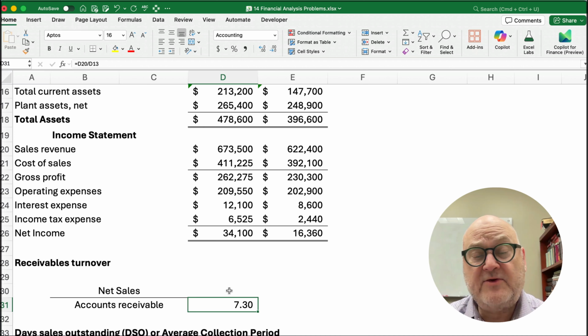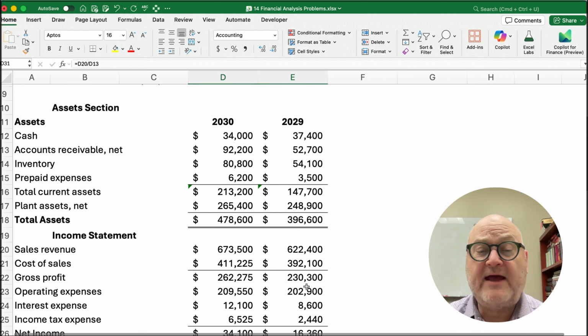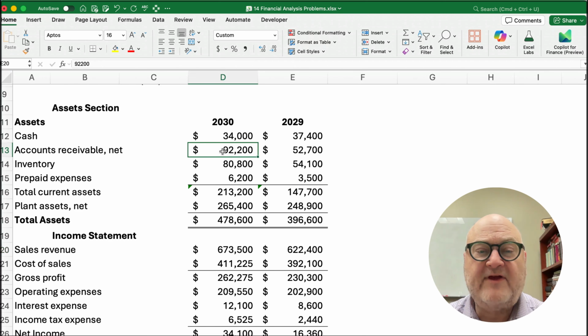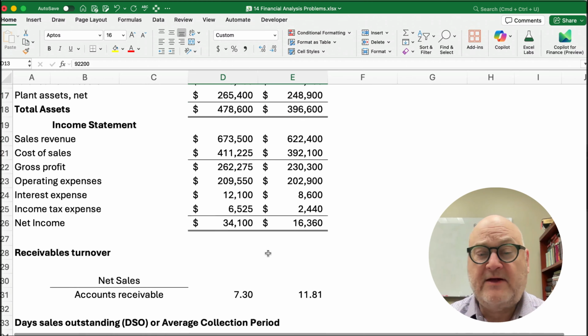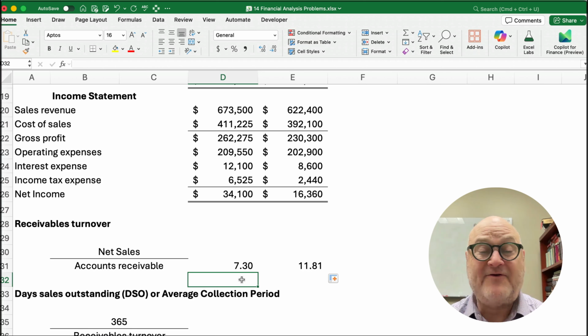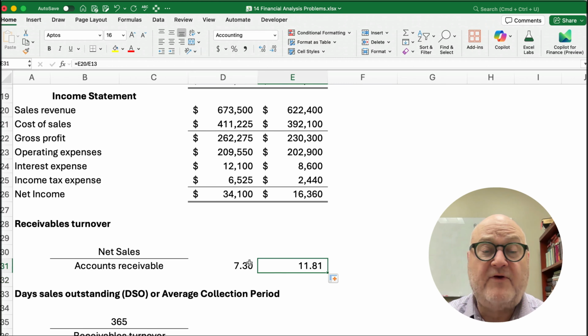Well, let's compare it to the previous year. We're going to do the same. Since we have this right here, we can just copy it across. And so here we have $622,000, a little bit less in revenue, but our receivable is way, way less. So it's 52 versus 92. So we're more efficient in the first year than we are in the second year. We're collecting our average account about 11.8 times here versus 7.3. Higher is more efficient. We like this.